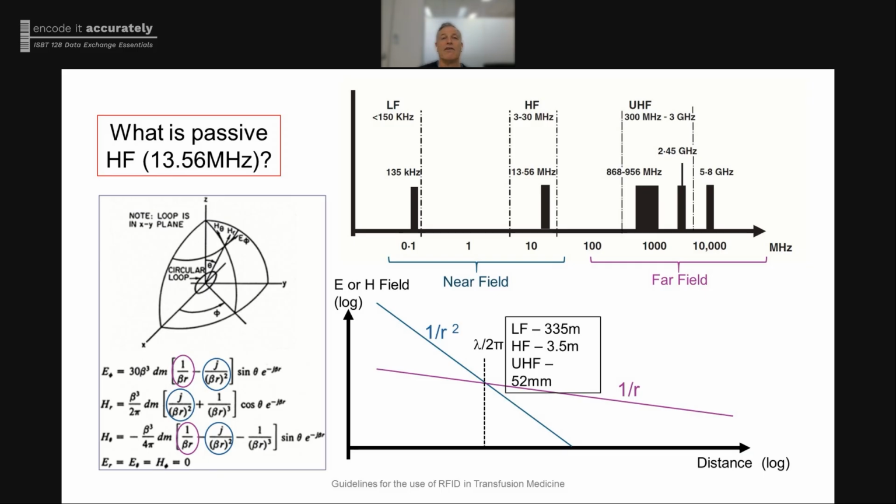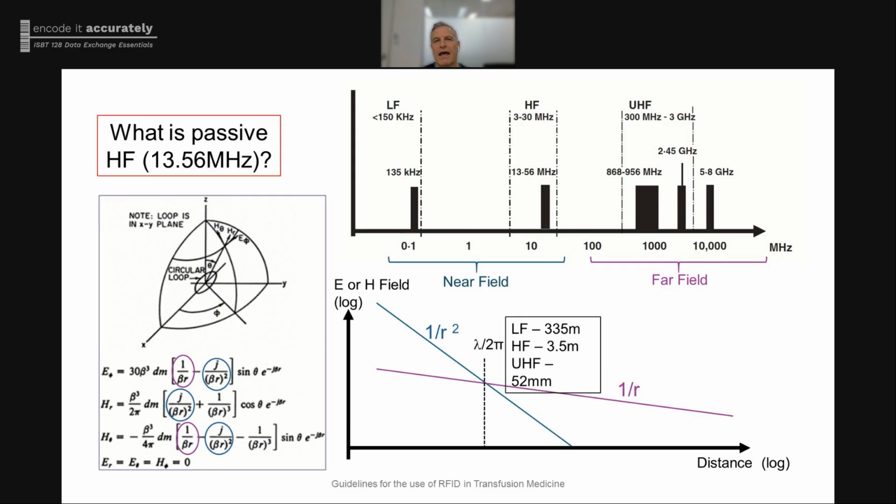To understand this, we need to understand a little bit about basic physics and of the three frequencies used in RFID. These frequencies are low frequency, or LF, at about 135 kilohertz, high frequency HF at 13.56 megahertz, and ultra high frequency UHF in the 868 to 956 megahertz band.